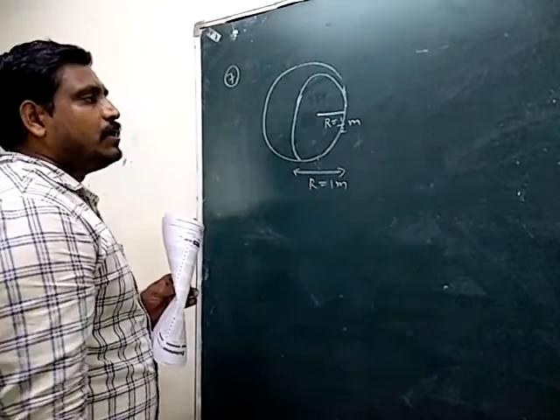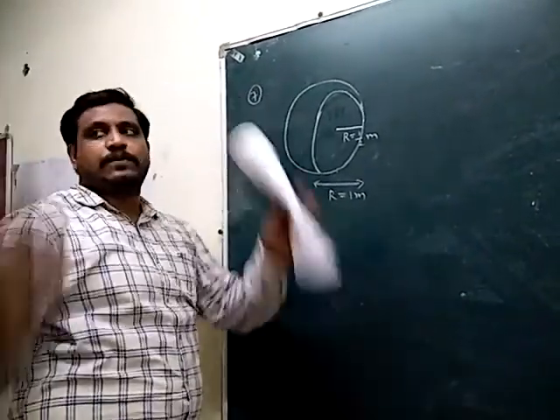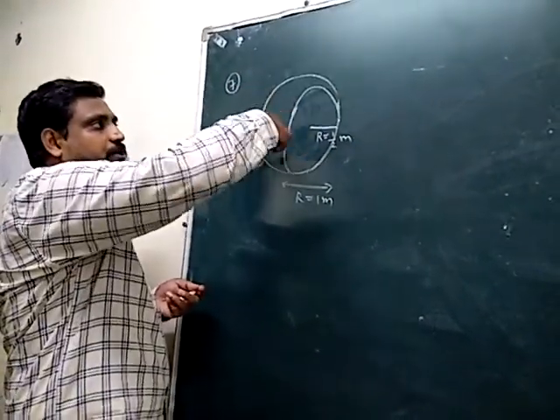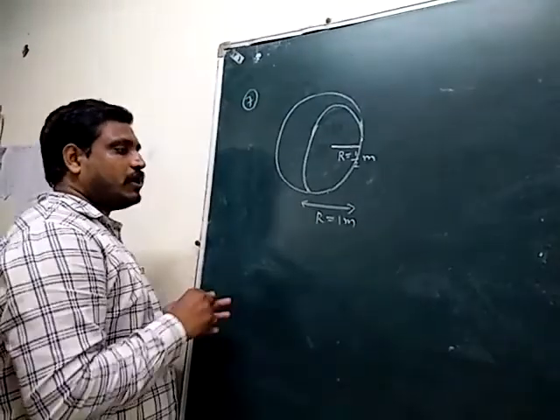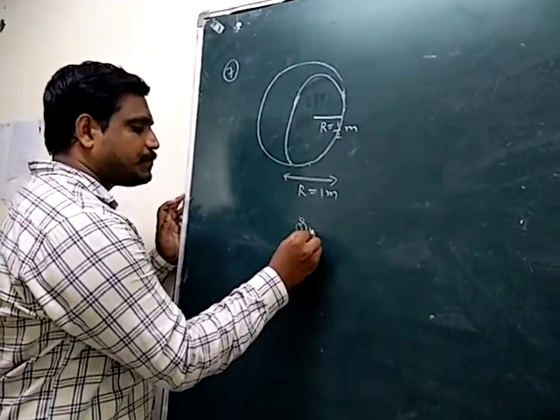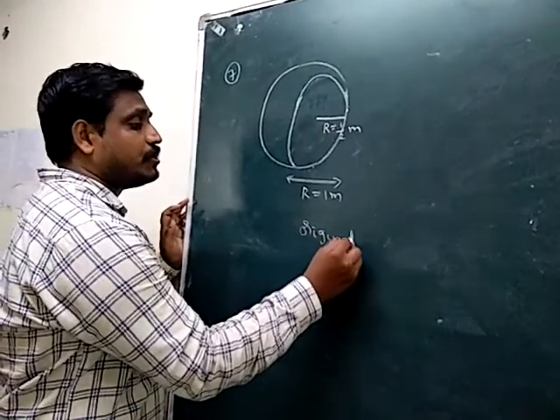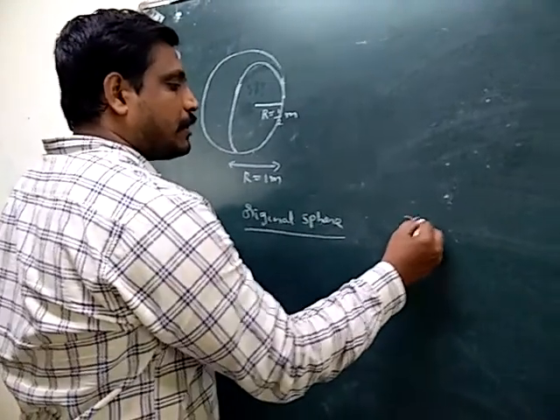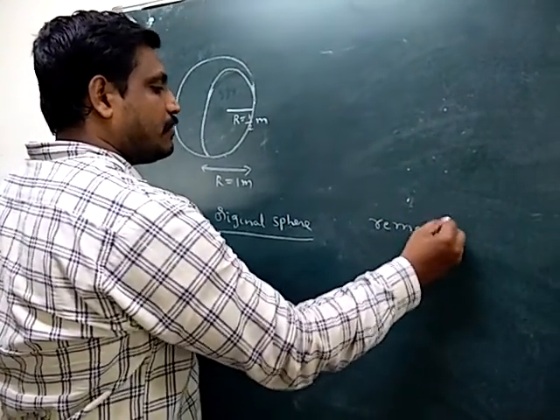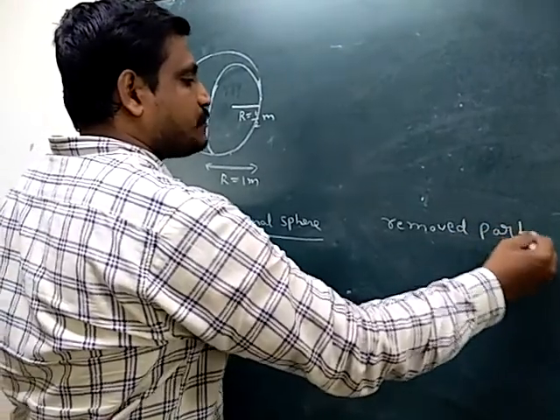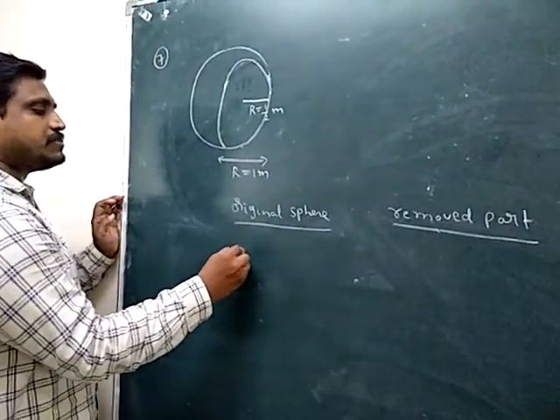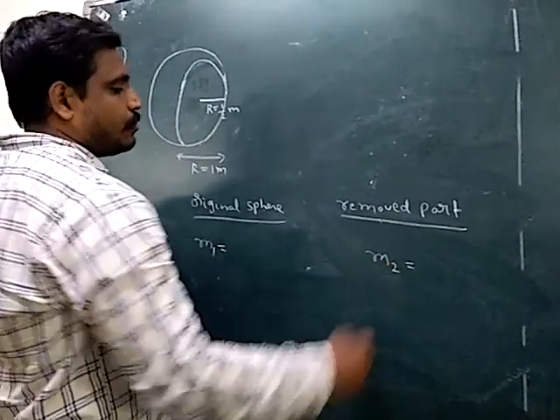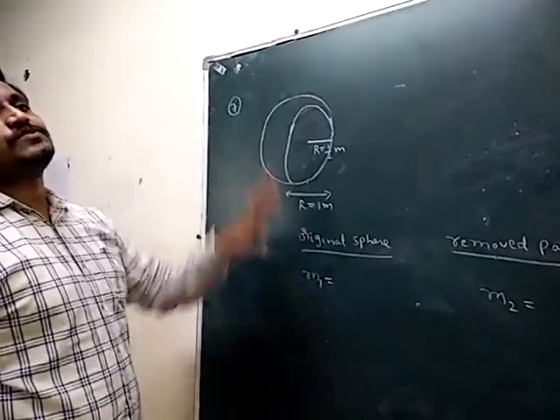1/2 meter. Here actually one sphere. Here the question is an original sphere, some part is removed. Okay. Actually original sphere taken as a first body, removed part taken as a second body. Once again I repeat, original sphere taken as a first body, its mass is m1, and removed part is a second body.